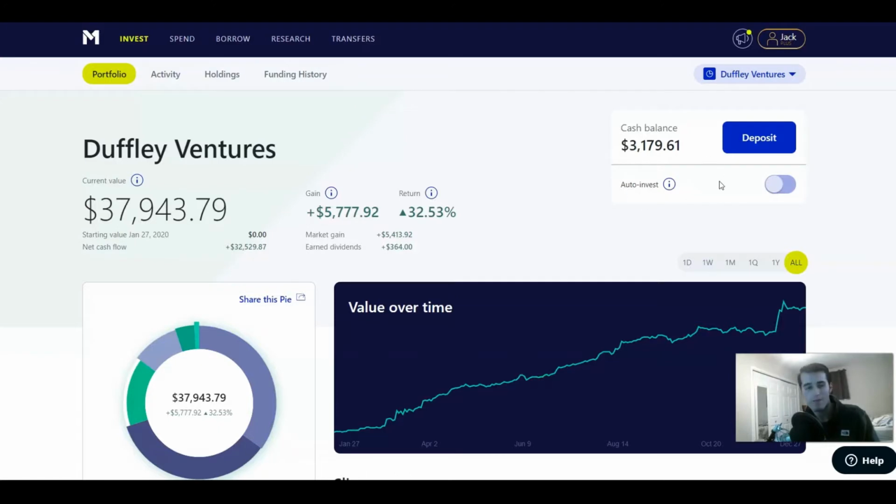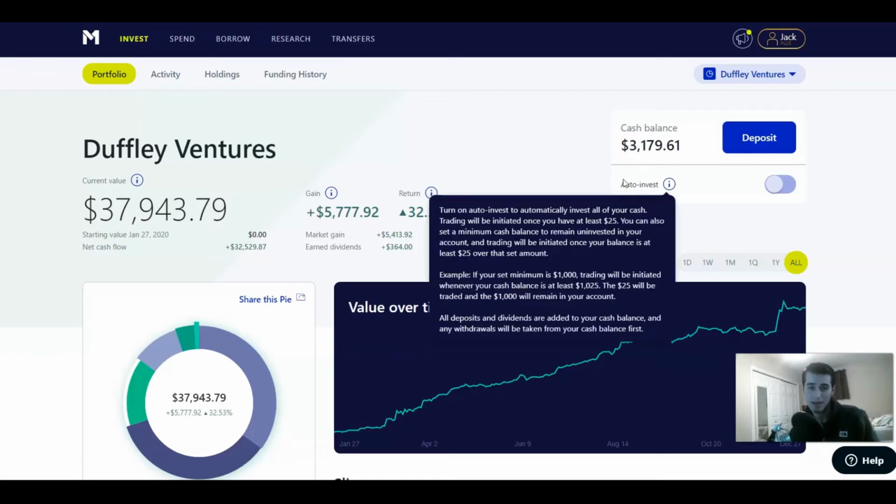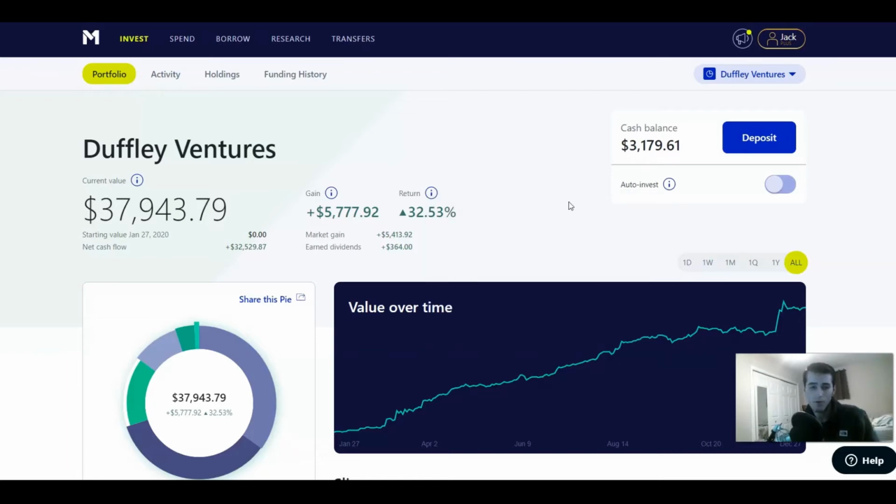And this automatic reinvestment feature applies to your dividends as well. Any new cash that goes into your account, so whether that be cash that you add from a bank account or from dividends, it will get thrown into your cash pool and then it will automatically be reinvested.